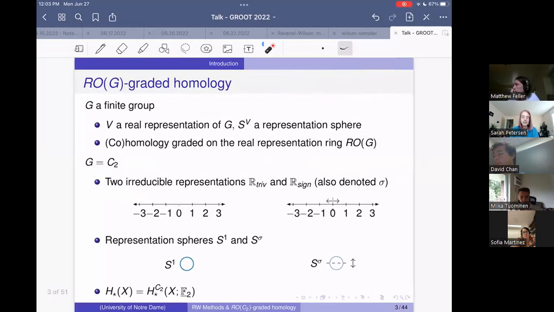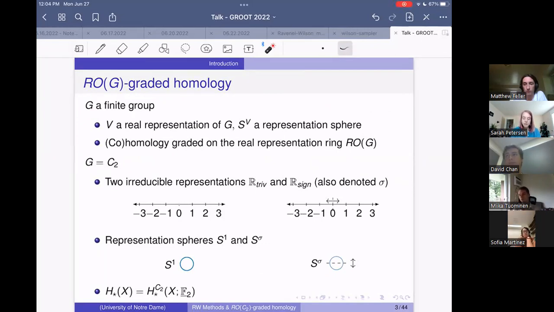So within this setting, one of the invariants of interest to study is RO(G)-graded homology. And throughout this talk, our group G is going to be a finite group, but we can also do computations in the setting where G is compact Lie. There are just a few things that are a little bit more complicated in that setting, so I'll be sticking to finite here.